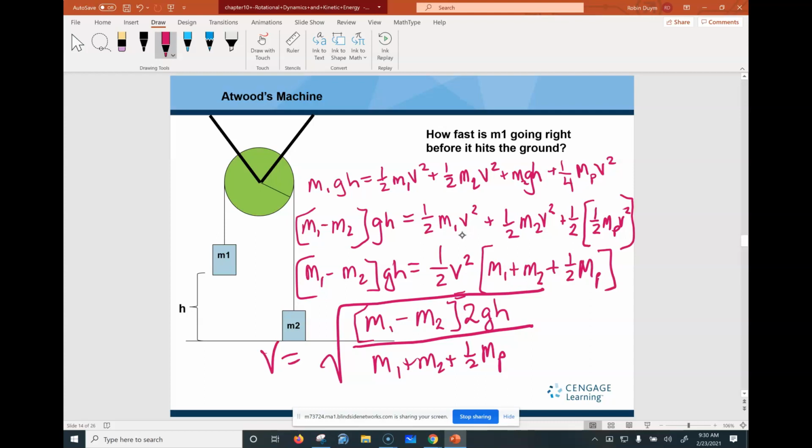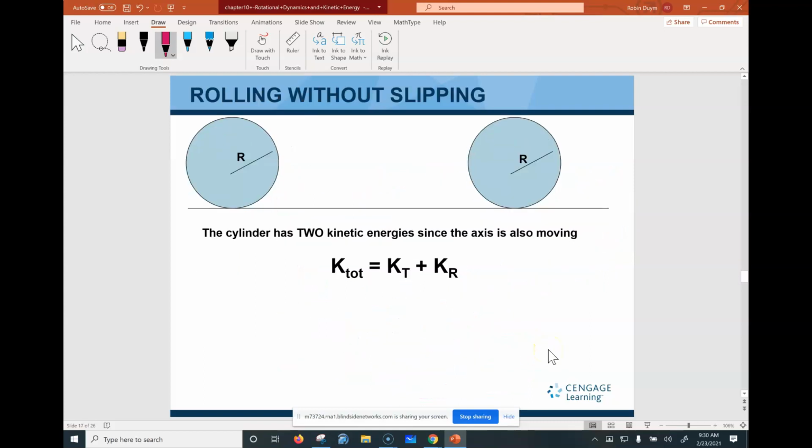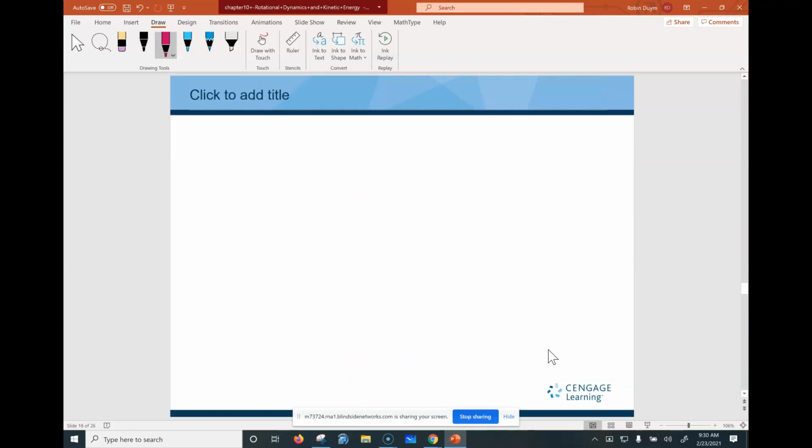If you remember solving for Atwoods, when you were looking at the acceleration, there were just those two masses at the bottom. Now the mass of the pulley also plays into it. But the idea is still the same. We are going to use conservation of energy. And we went pretty far.